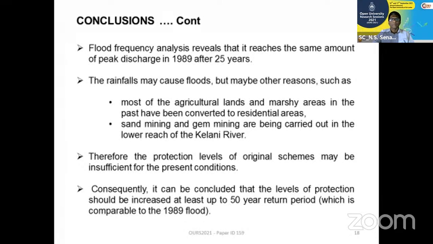Rainfall may cause floods, but there may be other reasons, such as most of the agricultural land and marshy areas in the past having been converted to residential areas, and sand mining and gem mining being carried out. Therefore, the protection level of original schemes may be insufficient for the present condition. Then it can be concluded that the level of protection should be increased at least up to a 50-year return period, which is comparable to the 1989 flood magnitude.